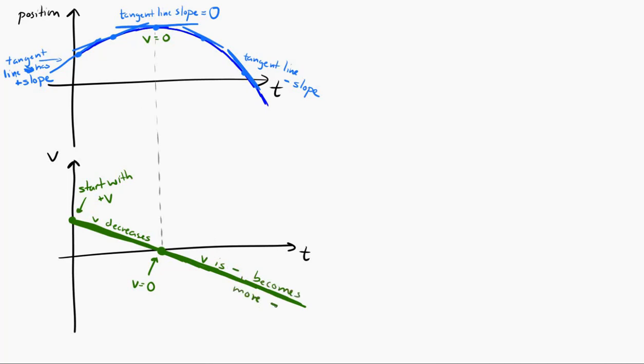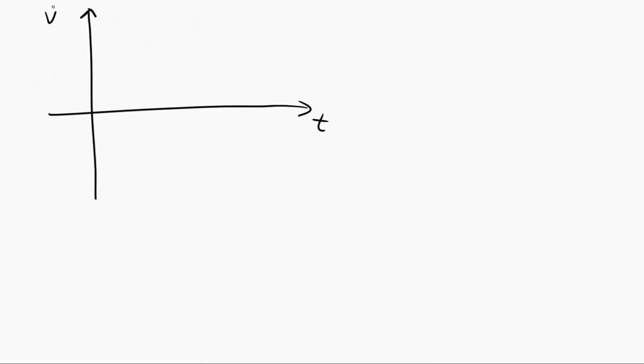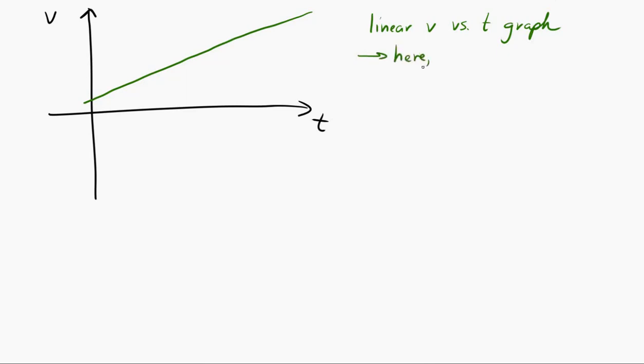Now let's look at a velocity versus time graph. Let's say that we have a velocity versus time graph that is linear. Let's take a moment to think about what that would mean. If it looks like this, then the velocity starts out positive, and as time goes by, the positive velocity becomes greater and greater. So the velocity is changing in this graph.